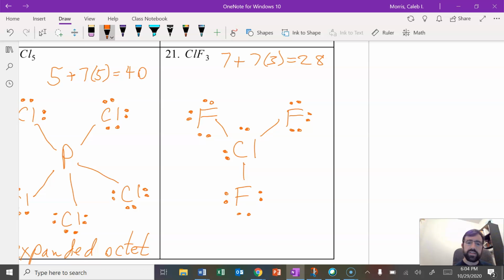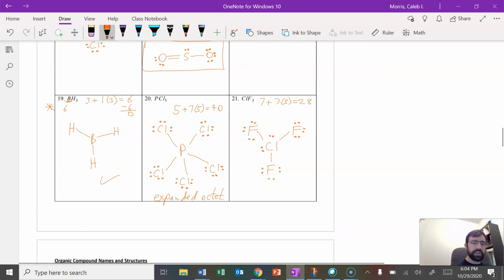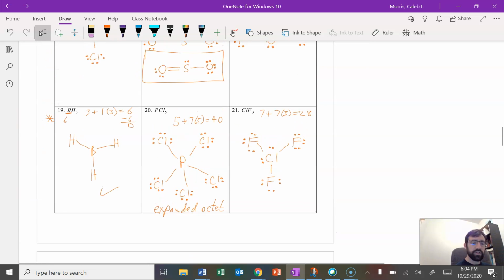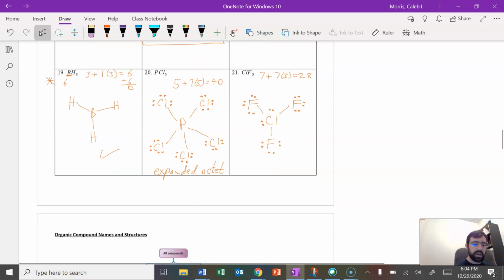So this one has 8 around fluorine. Chlorine has 2, 4, 6, 8, 10. But this is another expanded octet. All right, that's it for this section. We're going to do a little bit of organic compound nomenclature in the next video.